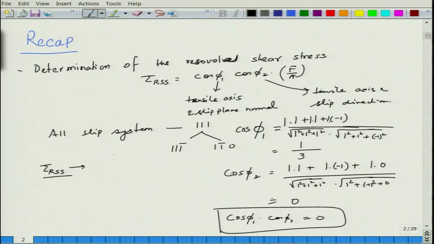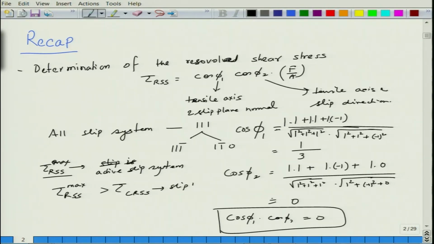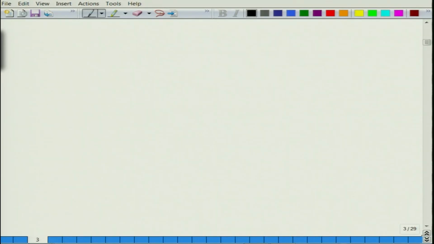And so, the slip system which will be first active is where tau RSS is maximum; tau RSS maximum will be the active slip system. However, for slip to occur, the tau RSS max has to exceed tau CRSS for slip to occur. And then we started looking at the model for theoretical shear strength.